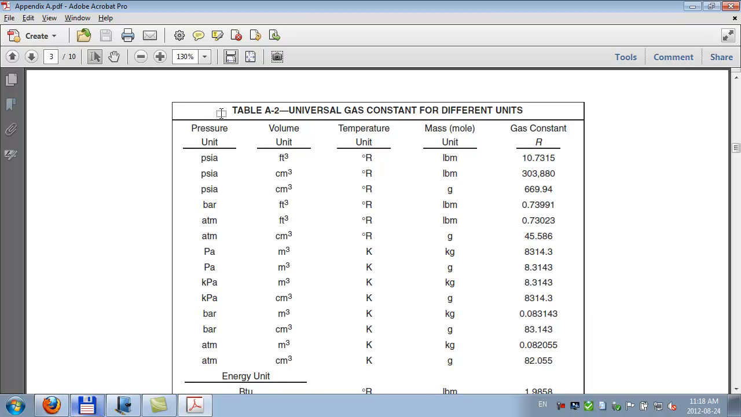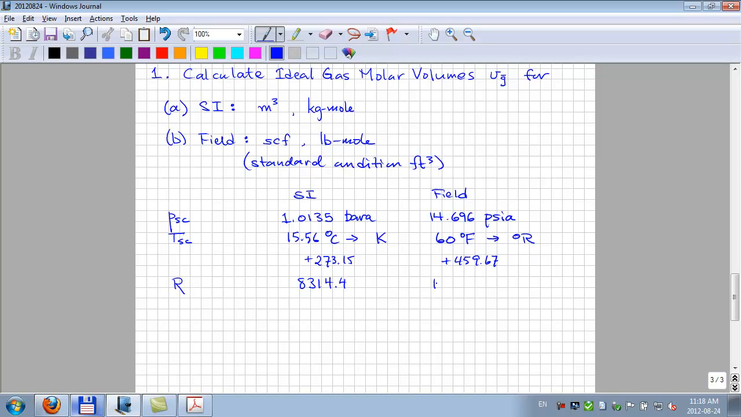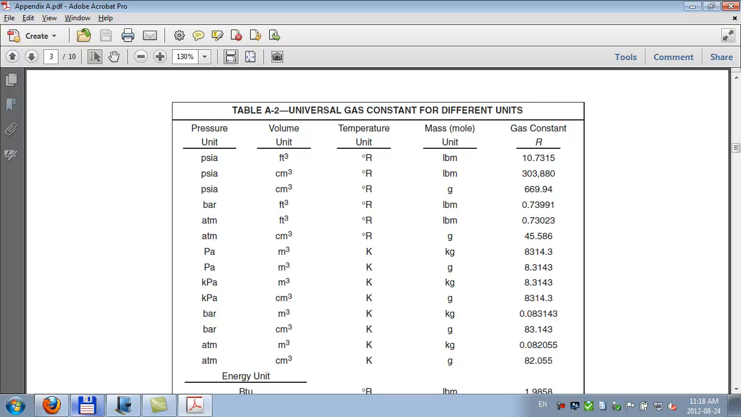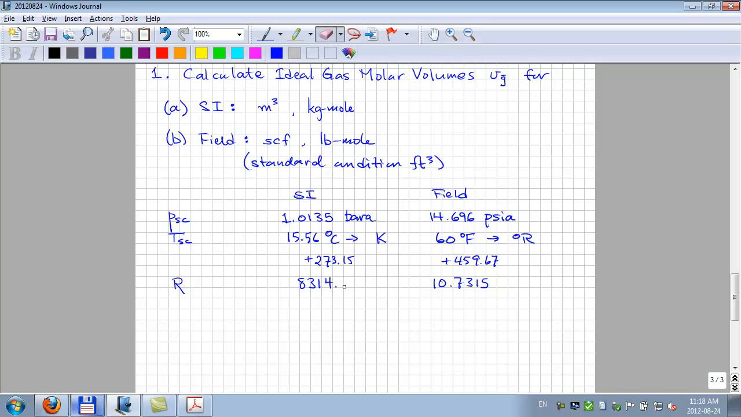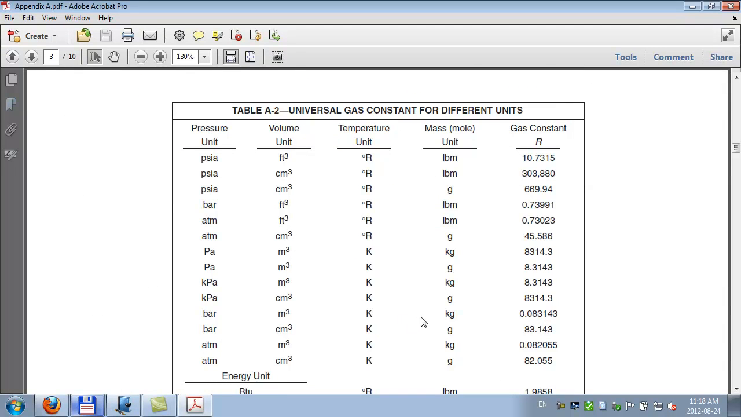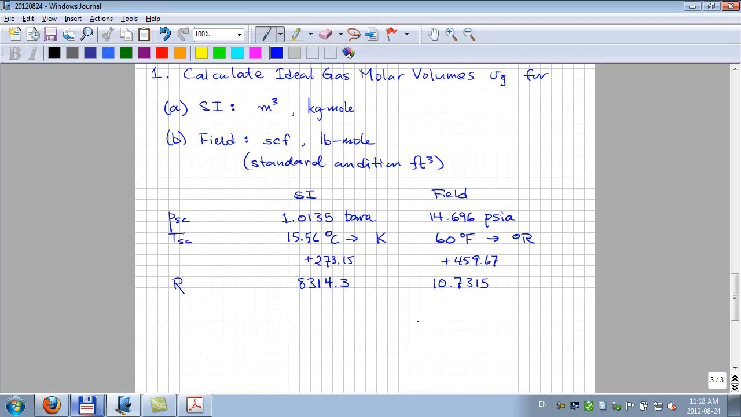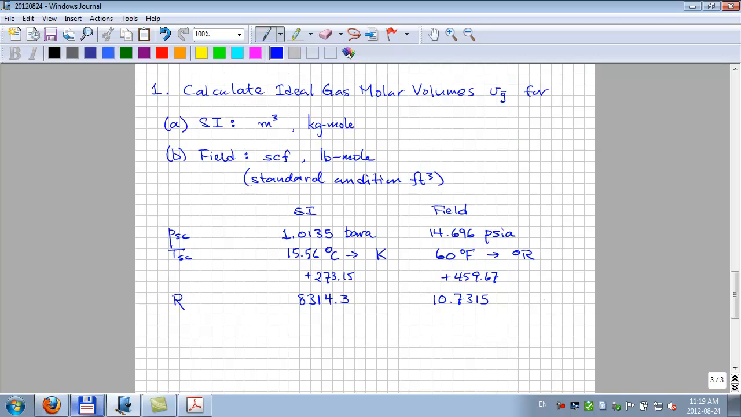Okay, we've got 10.7315, and 8314.3 here. Let's see here. I think that's everything you need.